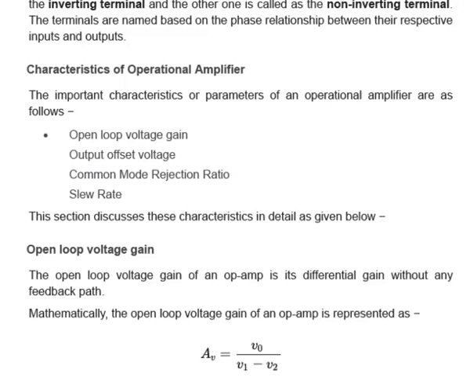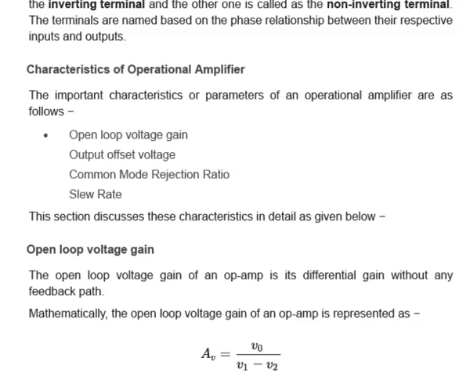Now the characteristics of the operational amplifier. The important characteristics or parameters of an operational amplifier are as follows: open loop voltage gain, output offset voltage, common mode rejection ratio, and slew rate. So these are the four basic characteristics of an op-amp.